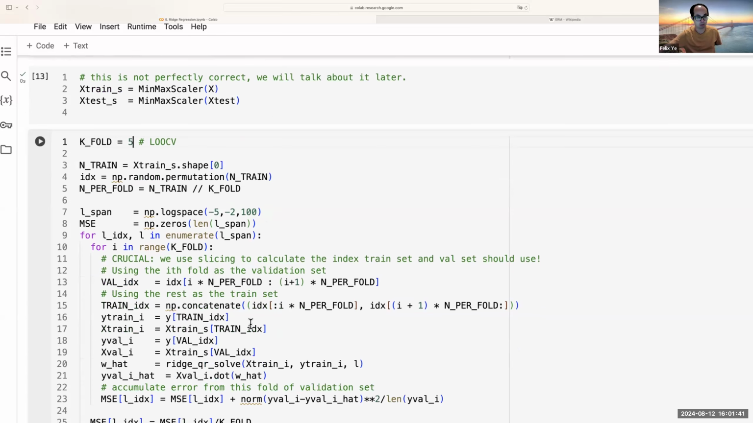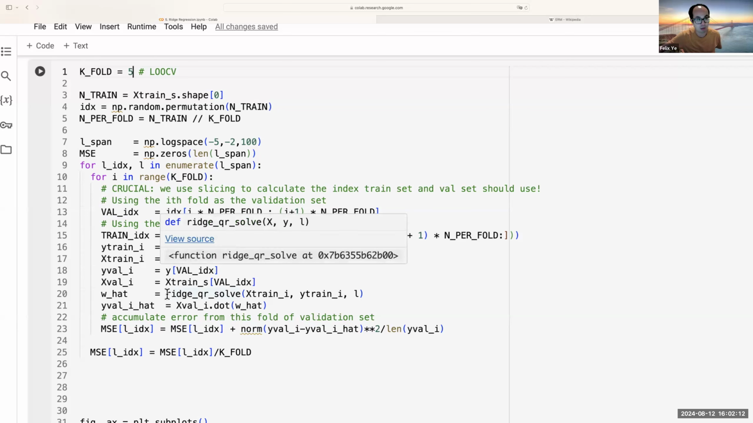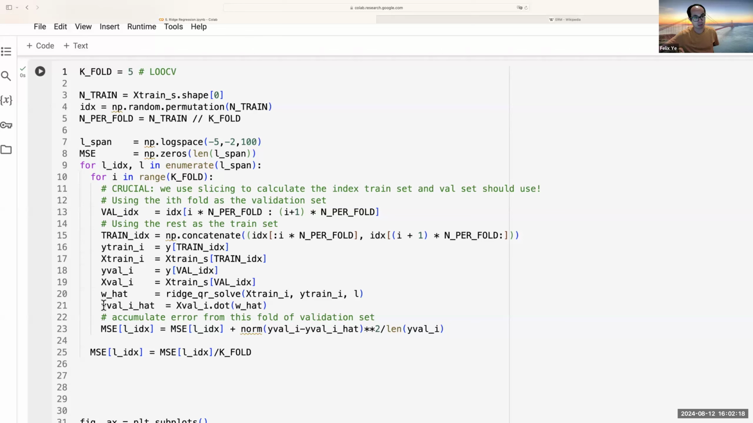Then we are working through the two loops right here. Here we are using slicing to calculate the index of the training set and the validation set. The ith fold will be the validation set, so basically we move out the ith fold, and the rest of the data naturally becomes the training set. So we work out this training set and this validation set. Then we apply this ridge regression, and this will be my W hat, and this will be my predictions on the validation data set.